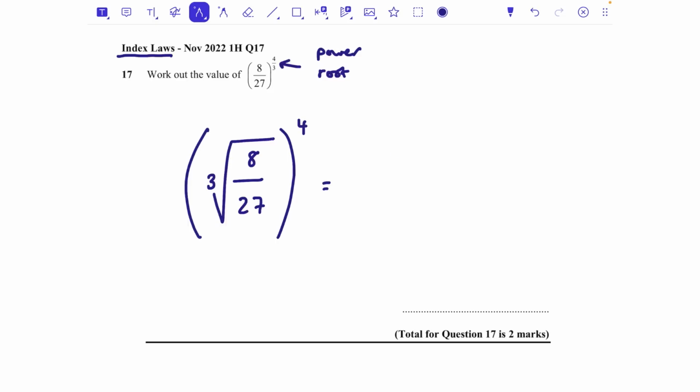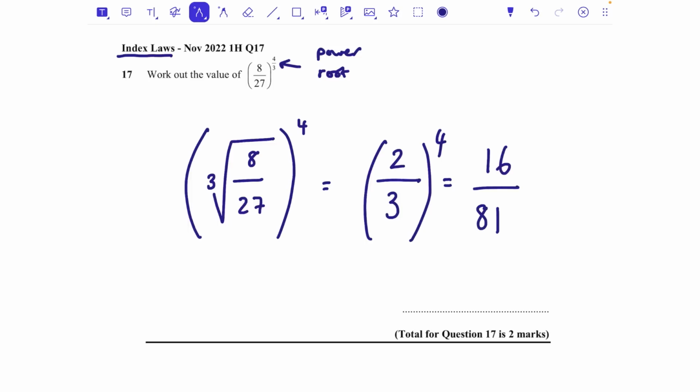So that's going to be 2 over 3 to the power of 4, because 2 times 2 times 2 is 8, and 3 times 3 times 3 is 27. We then need to do that to the power of 4, so that's going to be 16, 2 times 2 times 2 times 2, over 81, which is 3 times 3 times 3 times 3. 16 over 81.